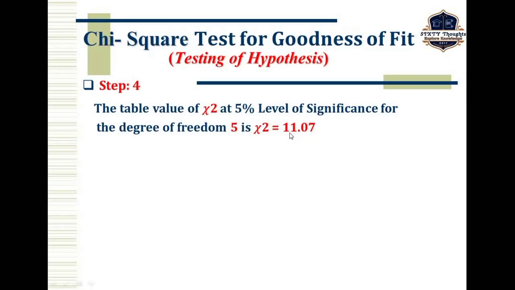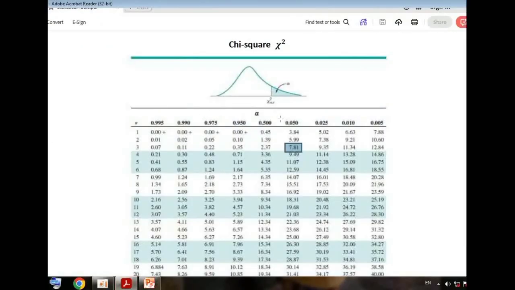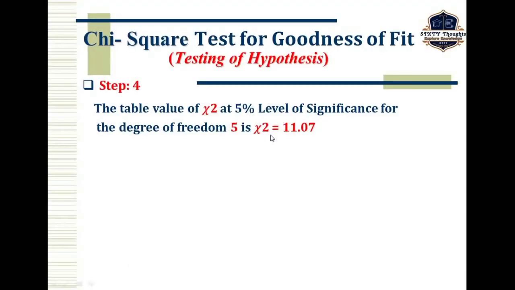How to write this? Using the statistical table, I will show the chi-square table value. What is the chi-square table value? We consider 0.05 with degree of freedom 5. That is nothing but 11.07. Therefore, we get the table chi-square value equal to 11.07.